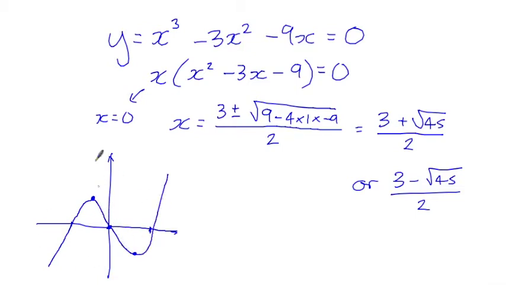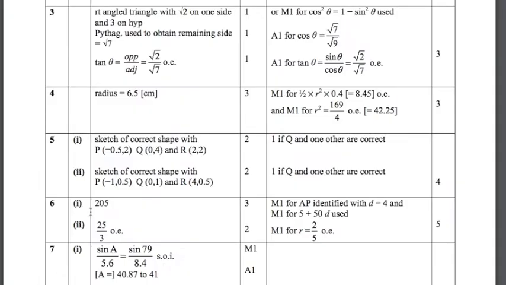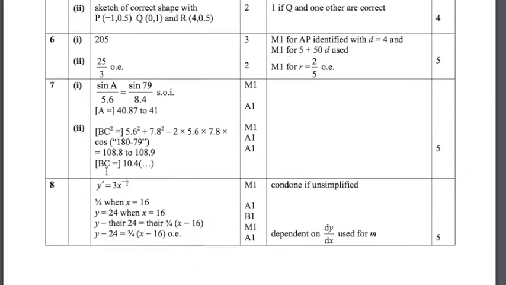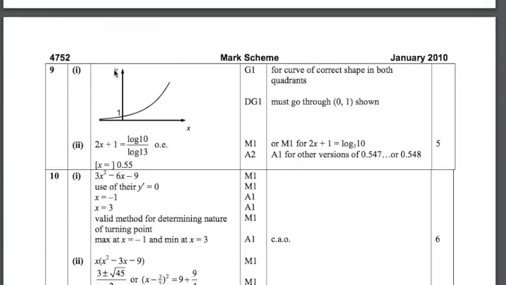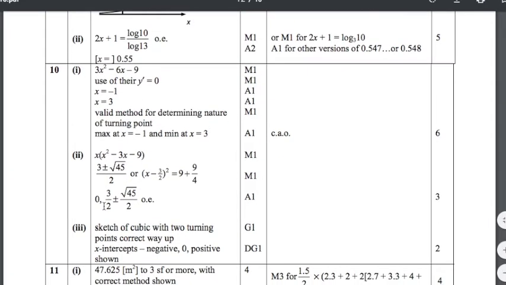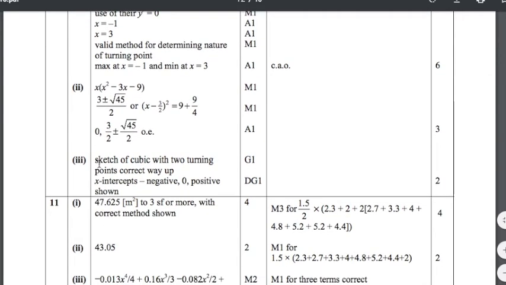So if they ever ask you to sketch something, usually what's important is where it crosses the axes. But if you found other things before, so for example here we found maximums and minimums, try and show that as well. So let's just double check it on the mark scheme. So there's that. They want a sketch of a cubic with 2 turning points the correct way up, x-intercepts, so 1 negative, 1 zero, 1 positive.